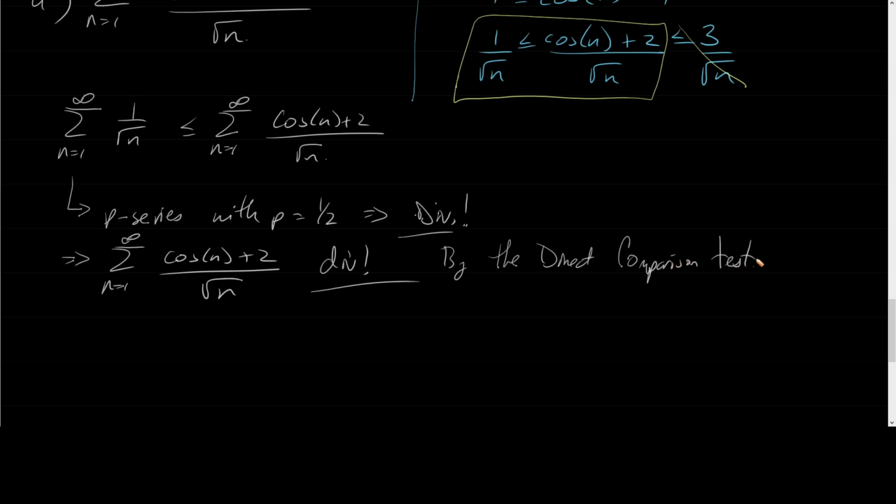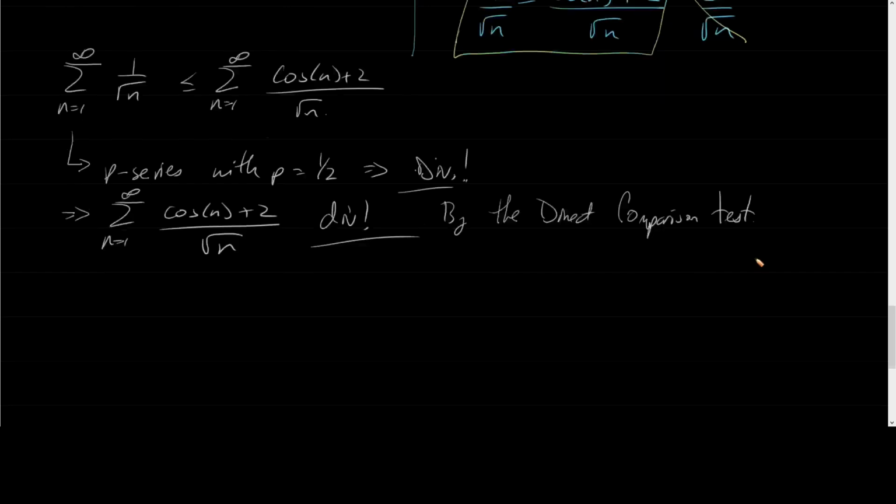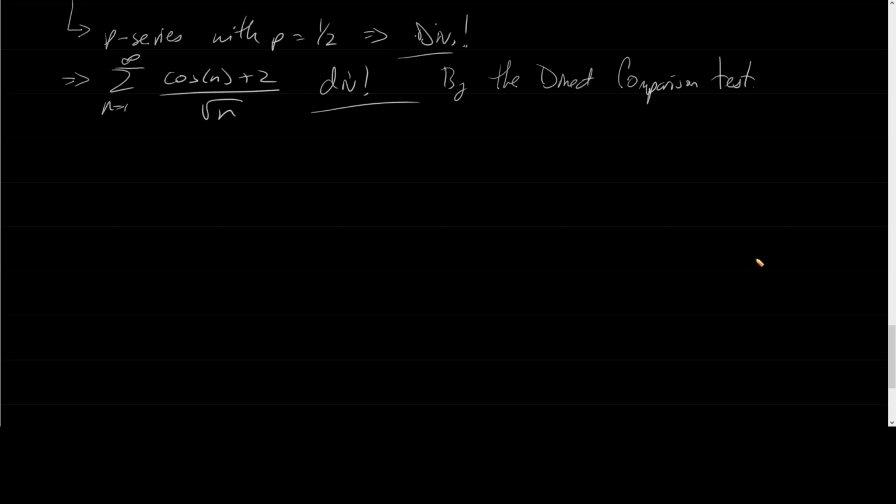All right, next one. Let's look at the following. E. Let's look at the summation from n equals 1 to infinity of 1 over 2 plus radical n.